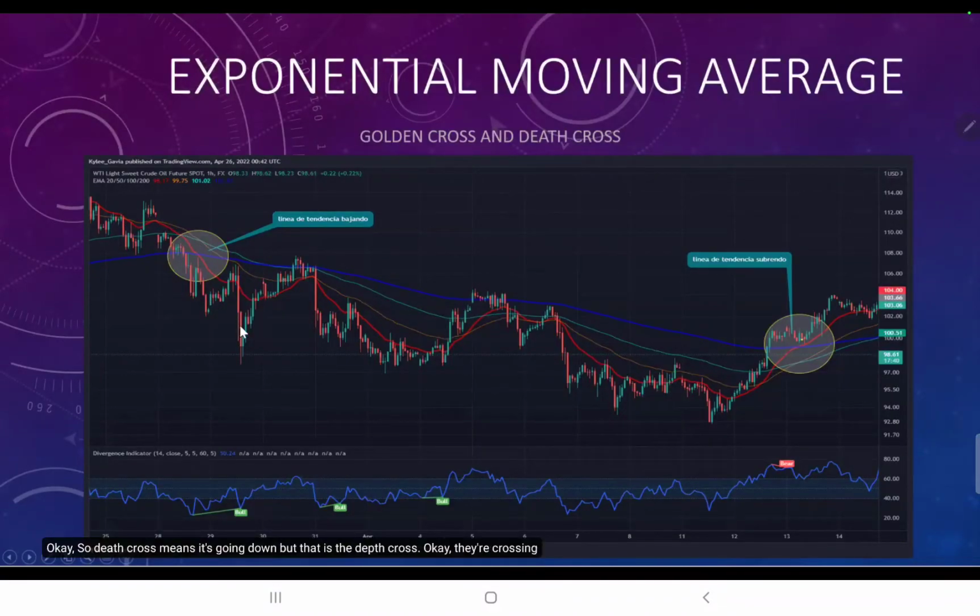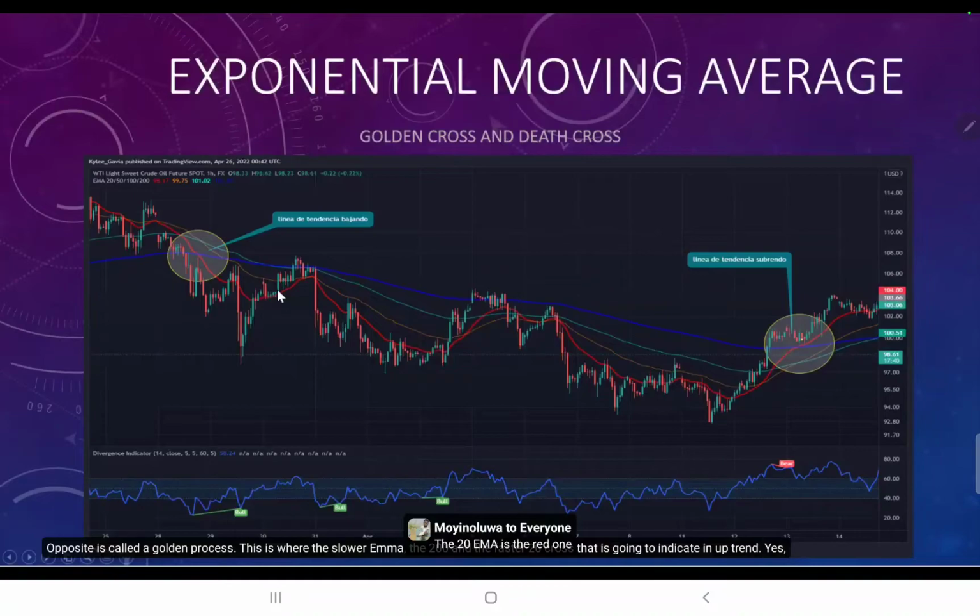They're crossing downwards and there's usually a huge movement down. So it crossed and then made a big movement down, and that is indicating that it's going into a downtrend. Opposite is called a golden cross. This is where the slower EMA, the 200, and the faster 20 cross, and that is going to indicate an uptrend.